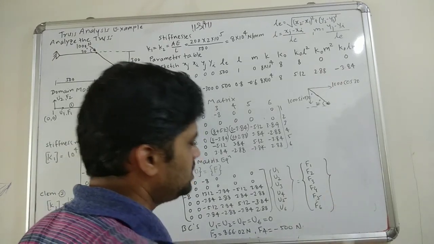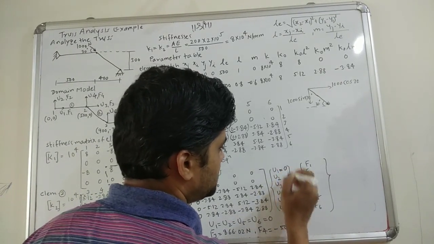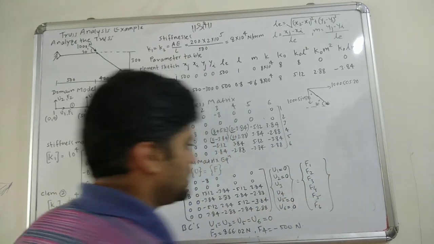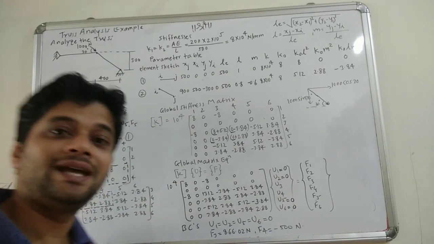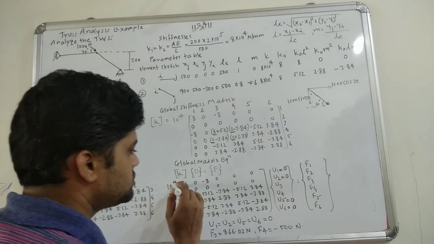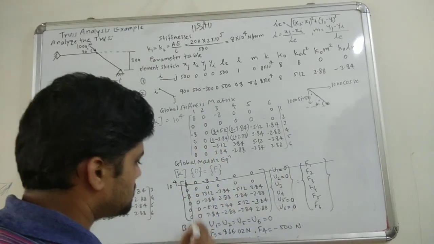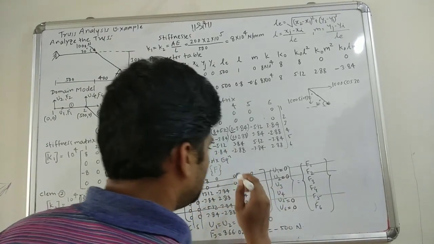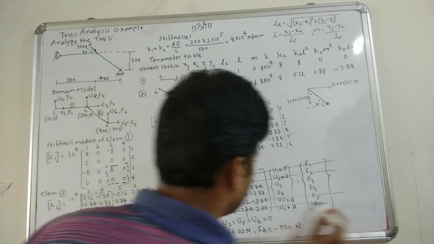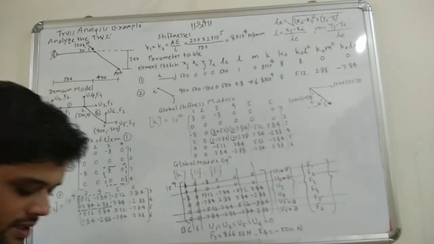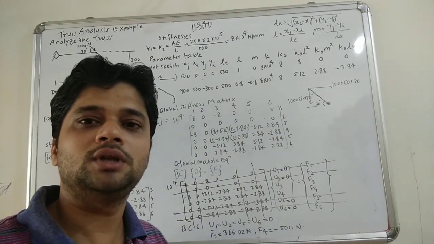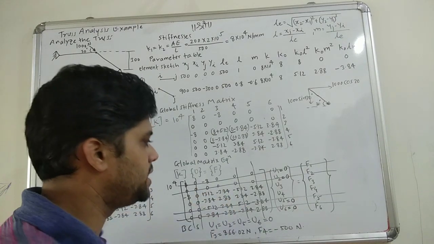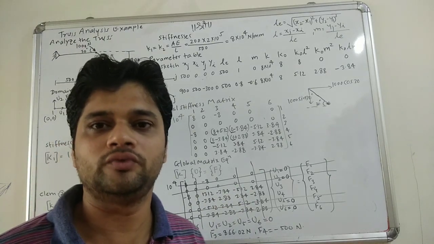Then I will include these boundary conditions over here, and by applying the Gauss elimination method, I can reduce the order of this matrix. So first row, first column, second row, second column, fifth row, fifth column, sixth row, sixth column, I can just cut, and eventually the matrix order that remains is only a 2 by 2 matrix. We'll see how we can solve it.